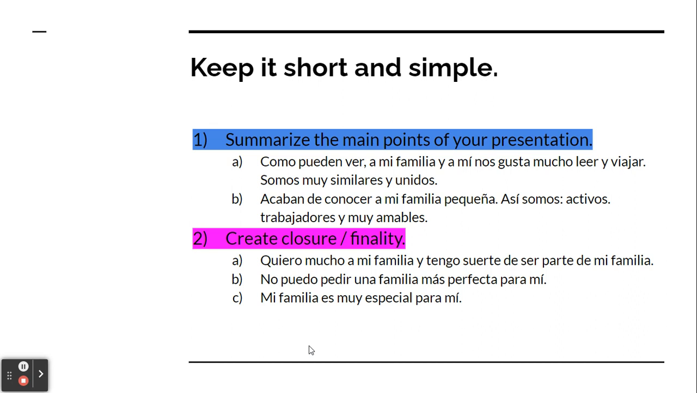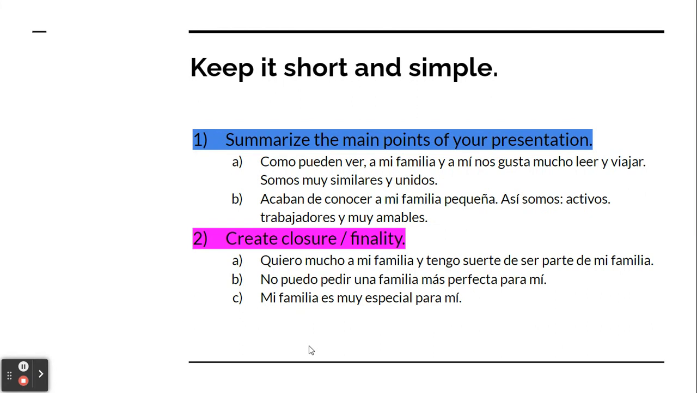Summarize the main points of your presentation, and if you want to, go big again. Acaban de conocer, you just met. Acaban de conocer a mi familia pequeña. Así somos, this is how we are. Somos activos, trabajadores y amables.